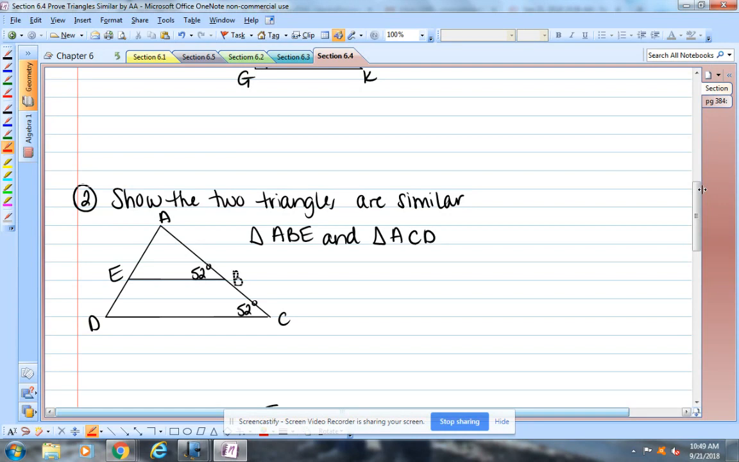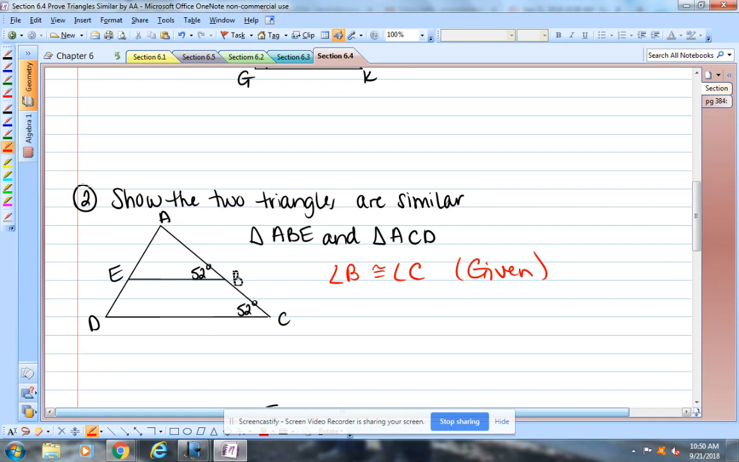All right? So what do we already know from the picture? We know the measures of what two angles? Angle B and angle C. So, are they congruent? Yes. So angle B is congruent to angle C. And those are pretty much given to us, right?